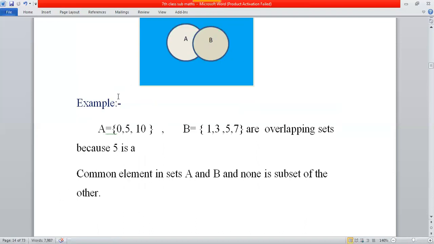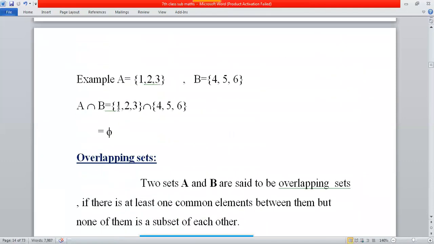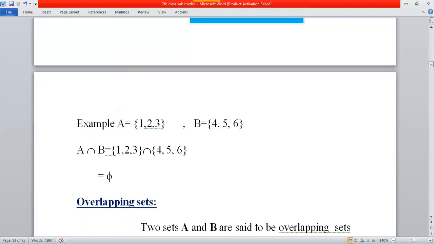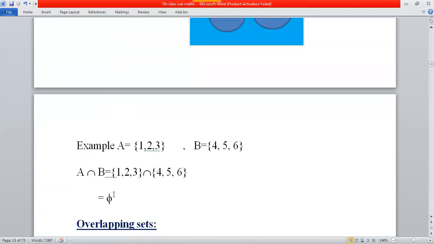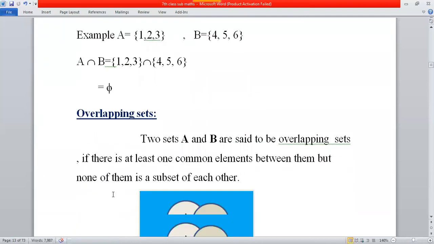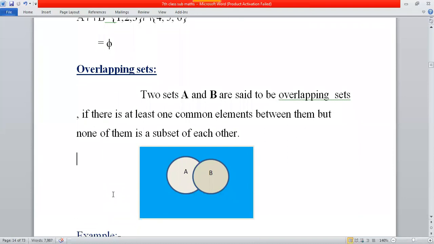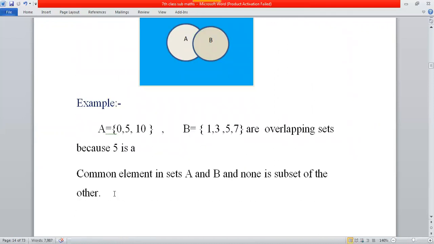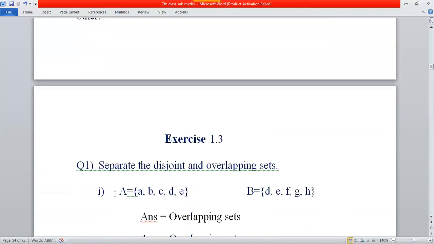So I hope you understand what disjoint and overlapping sets are. If we find the intersection of two sets and get an empty set, then both sets are disjoint sets. And in overlapping sets, if we find the intersection, some common elements will come, but neither is a subset of the other, then we say that both sets are overlapping sets. Now come to the exercise.